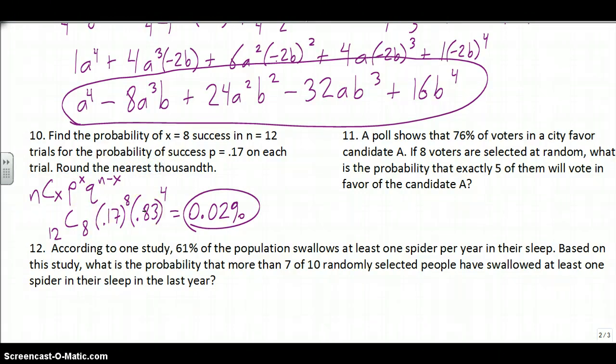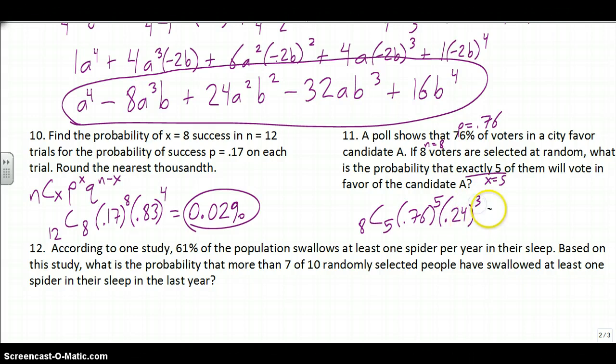Number 11, a poll shows that 76% of voters in a city favor candidate A, so that's P. P is 0.76. If 8 voters selected at random, that's N. N is 8. What is probably exactly 5 of them? That's x equals 5. We'll vote in favor of candidate A. So 8 combination 5, probability of success to the number of successes, times probability of failure, which is 0.24, to the third power. Again, plug this in your calculator. 8 combination 5 times 0.76 to the 5 times 0.24 to the third. Multiply by 100 to get your percent, and you get 19.6%.